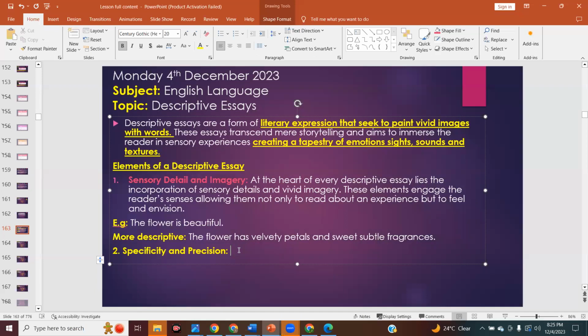So specificity and precision. Descriptive essays have to be specific. And that's what makes it detailed, because it's specific, right? And so descriptive essays thrive on specificity.